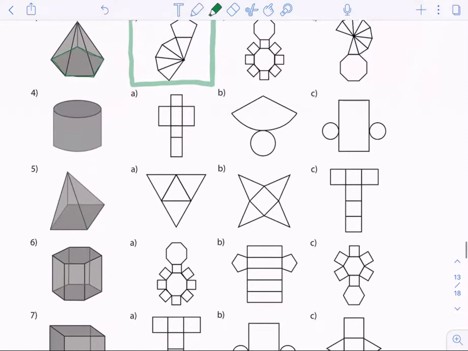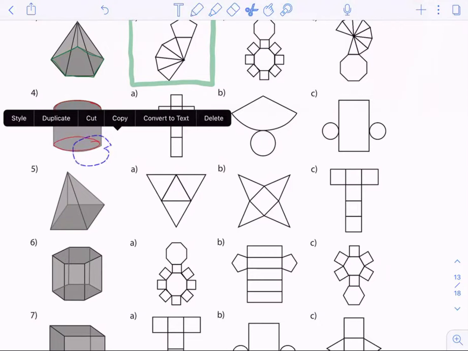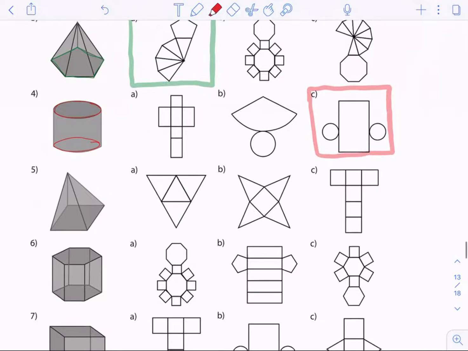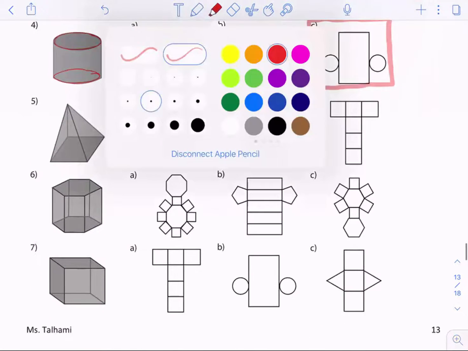Ooh, a cylinder, number 4. We know that a cylinder is made up of two circular bases. And if we cut open the middle and laid it flat, it would roll out to be a rectangle. So choice C. The way you could think about that rectangle is think about when you have a water bottle and you take off the label and you flatten that label, you'll have a rectangle. Perfect. That's a good way to explain it.